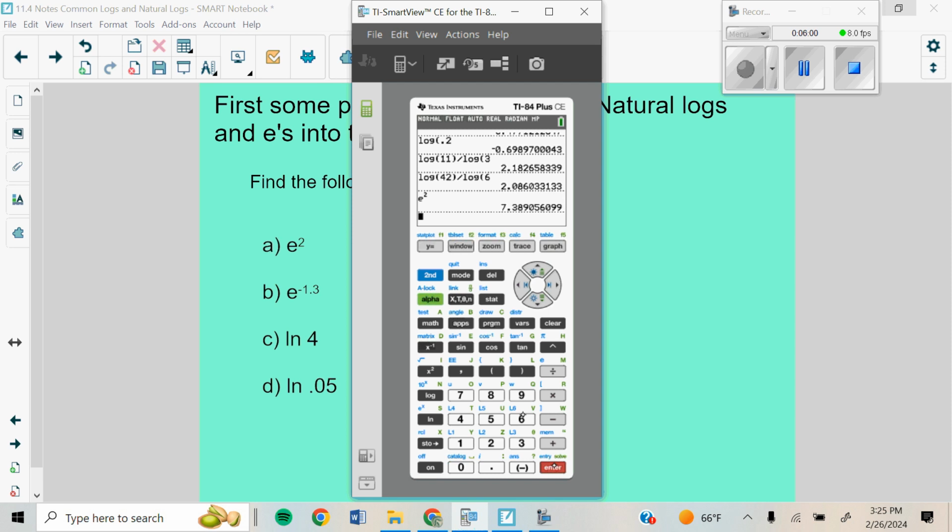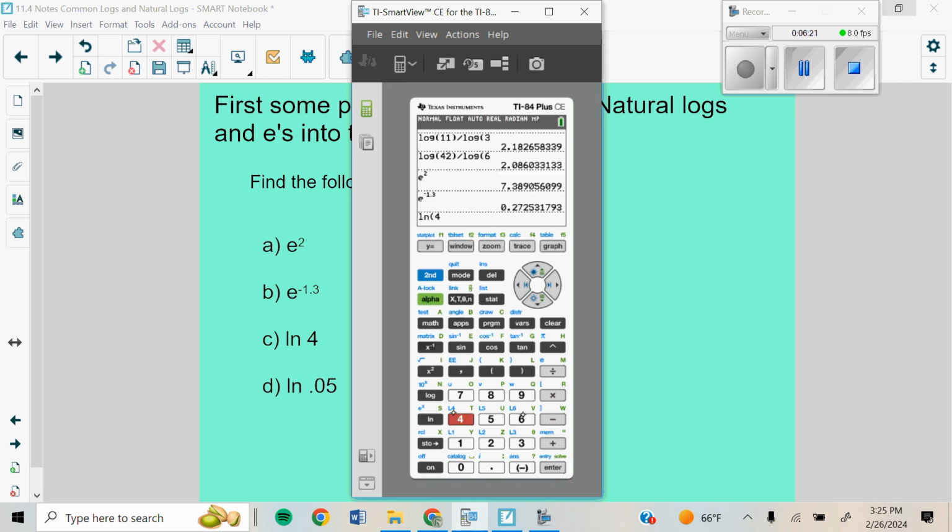So let's do e squared. Then let's go ahead and type into our calculators e to the negative 1.3. So second ln, negative 1.3. And make sure you're doing this on your calculator too. I know it's easy to just watch me do it, but you want to try it just to make sure that you're getting it typed in correctly and we're getting the same thing.